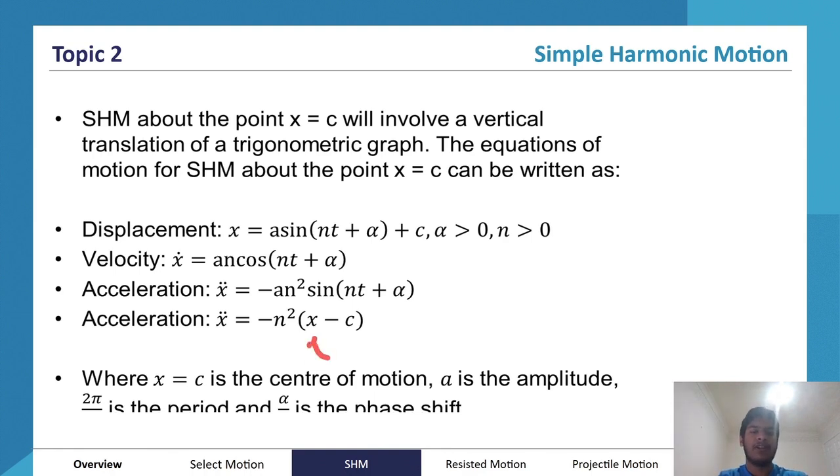Because if we put in x equals c, that is, if we're looking at the point at which the particle is at the center, the acceleration is going to be 0. Because, again, spring on block example, the spring is no longer compressed or expanded or in tension, and therefore the acceleration is 0. So where x equals c, that's the center of motion, sorry. A is the amplitude, 2 pi on n is the period, and alpha on n is the phase shift.